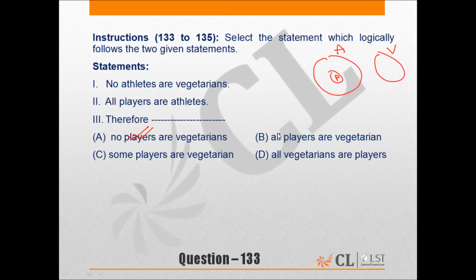Now, if I look at the other options, let's see whether we can contradict them. All players are vegetarian. Since no athletes are vegetarians and all players are athletes, this is clearly wrong. If a player is vegetarian and at the same time all players are athletes, then there will be some athletes who are vegetarian, which would contradict statement 1. Hence, option B clearly does not follow. If option B is correct, then the given facts are being contradicted.